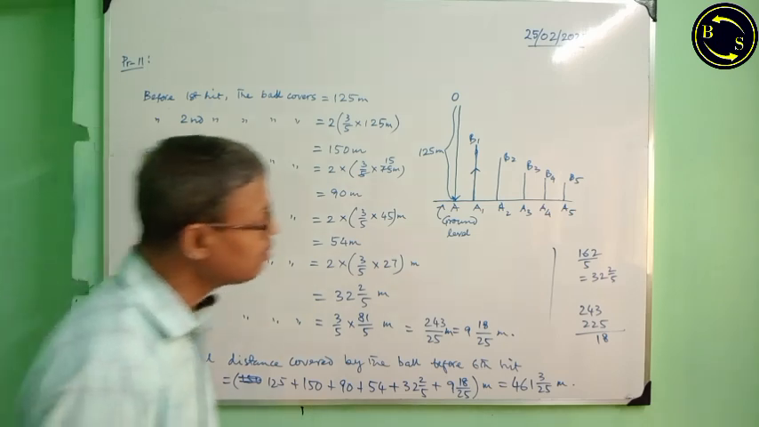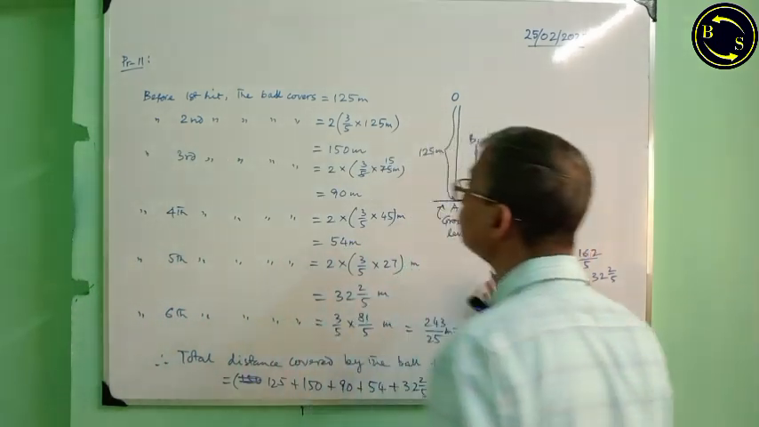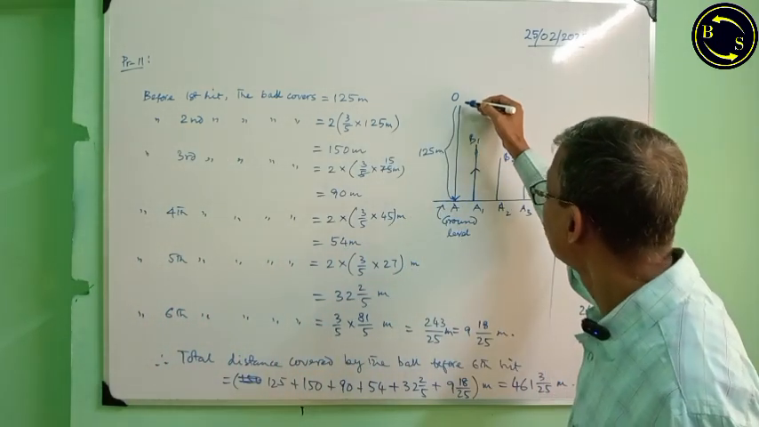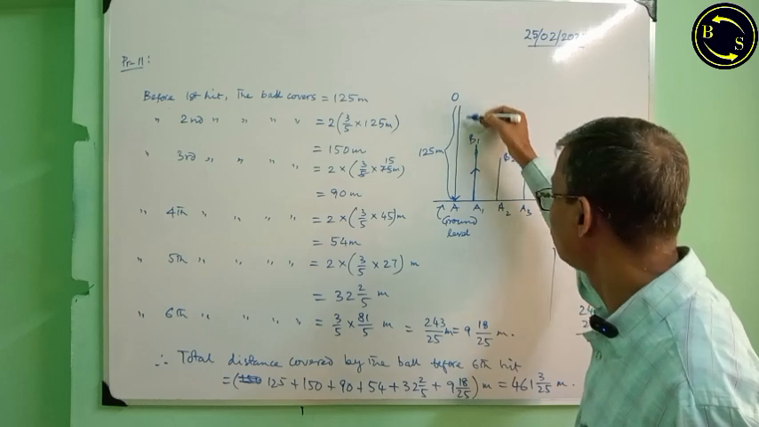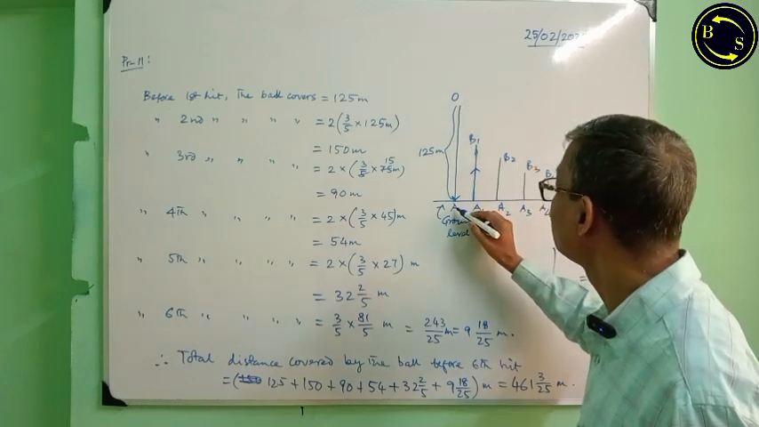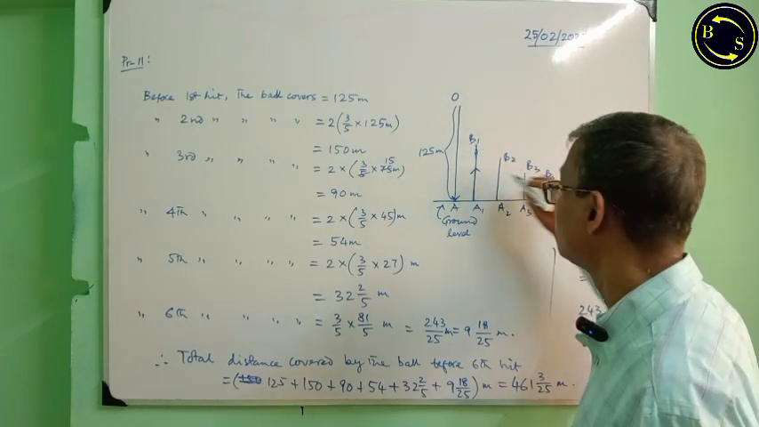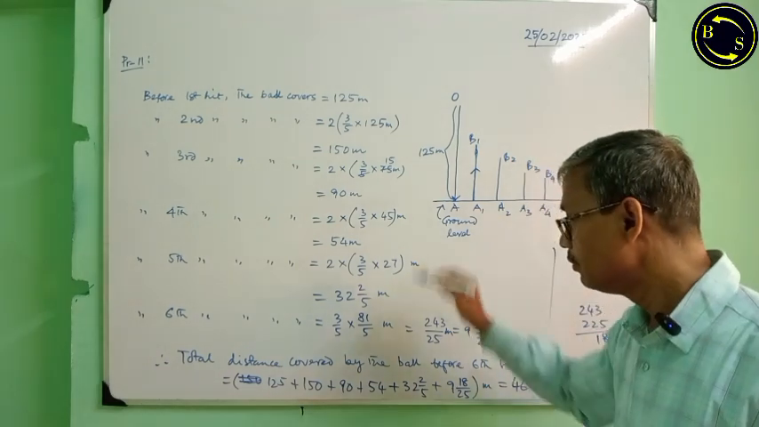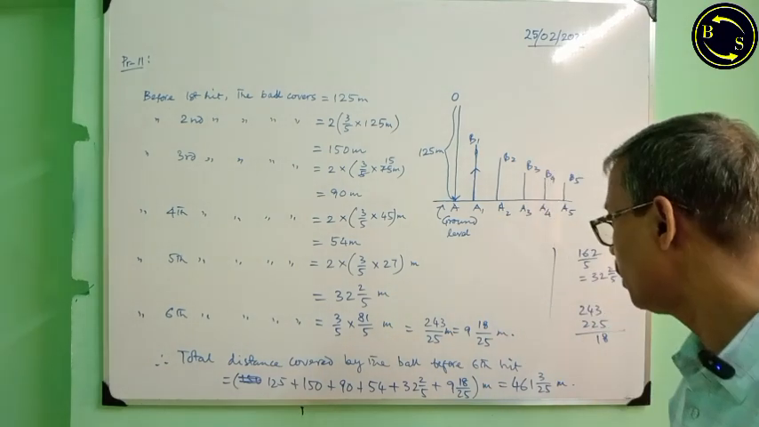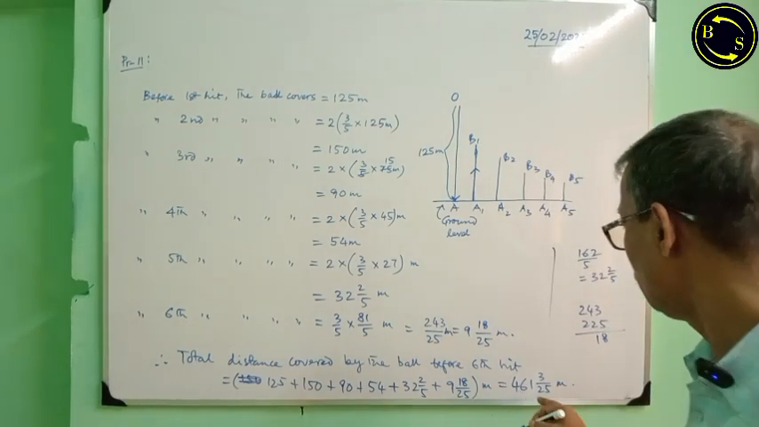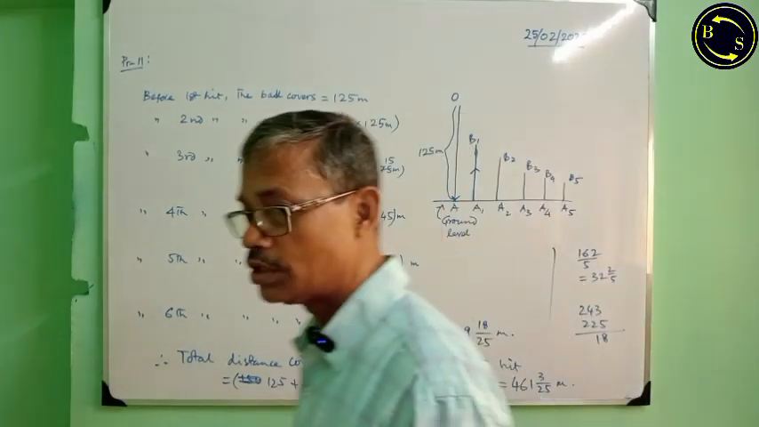For understanding purpose, I have drawn this diagram. From the point O, the ball is dropped. It first hits here, then it bounces back, etc. The final distance covered by the ball before the 6th hit will be this one. The sum is finished.